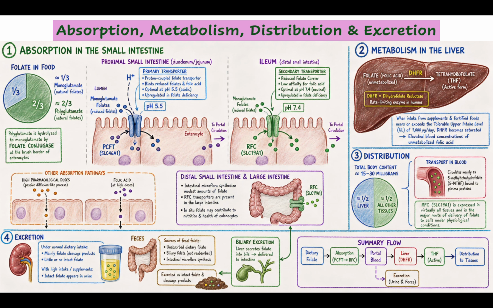Under normal dietary intake, urine excretion is mainly as folate cleavage products, but if a dietary supplement is being consumed, then there will be intact folate in the urine. The liver produces folate-containing bile, which, if not all absorbed in the small intestine, contributes to fecal folate and cleavage products, which under normal dietary intake has been estimated to be similar in amount to urinary excretion. Fecal content includes what is synthesized by intestinal microflora.